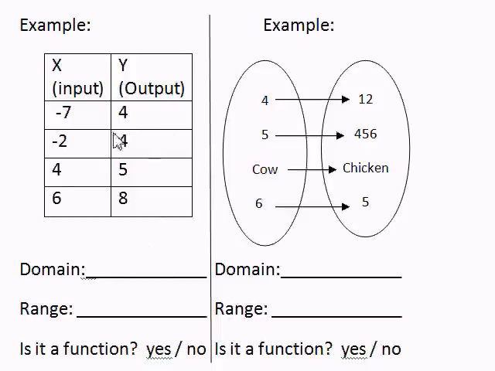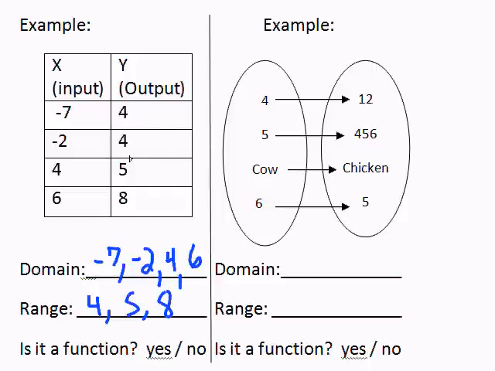On our left-hand side example, we have a table, and our table contains x's and y's, or inputs and outputs. Our x's are -7, -2, 4, and 6. Our y's are 4, 4, 5, and 8. If we were asked to find the domain, all we would do is list the numbers in the input side. So we would list -7, -2, 4, and 6. Our range would be the y values. 4. If a number repeats, you do not have to list it twice, so it's 4, 5, and 8. They're just the numbers you find on the y side.